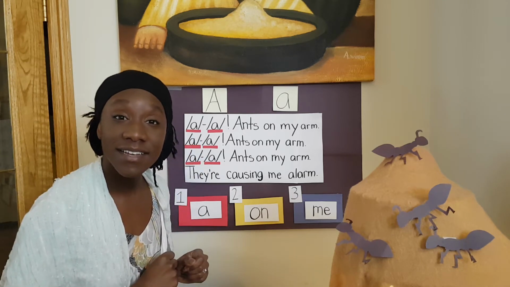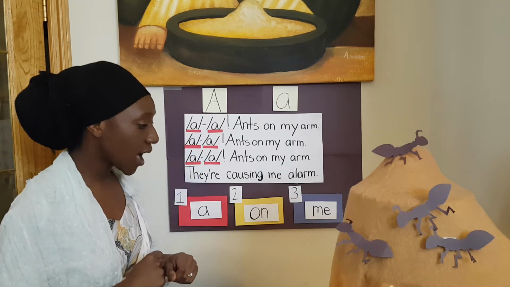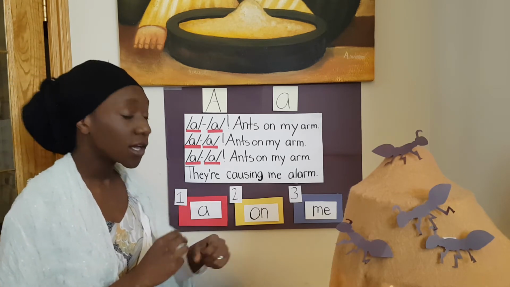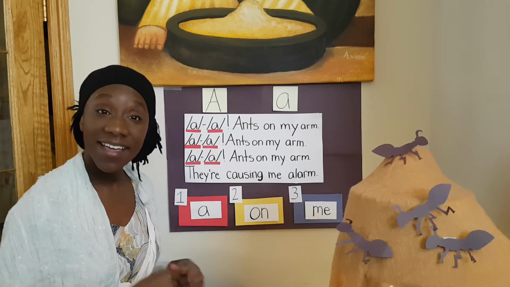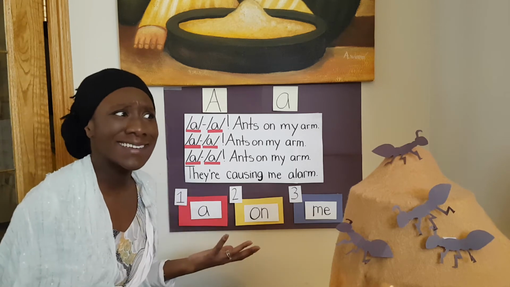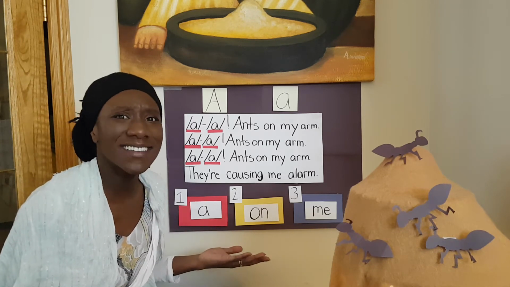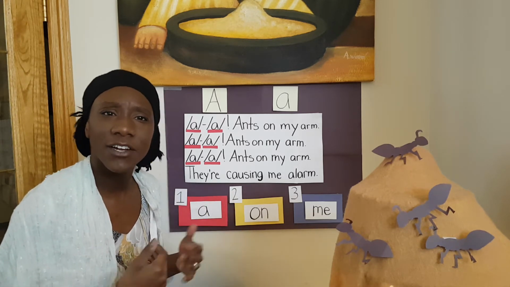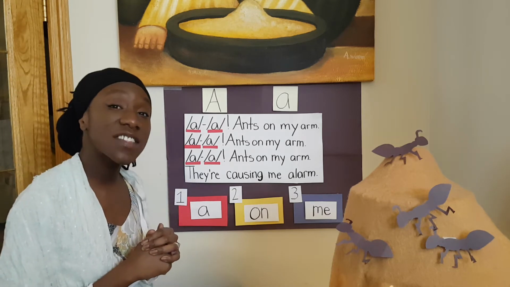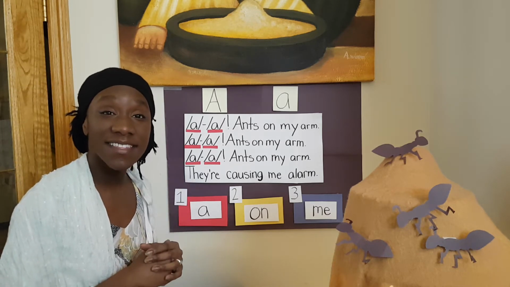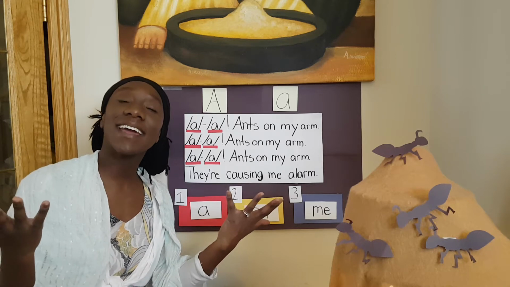Now it's time for step number 3. Tap the word. I'll go first. A. Your turn. A. Great! That was easy. All we had to say was 1 letter. Now let's move on to step number 4, and that is write the word in the air.